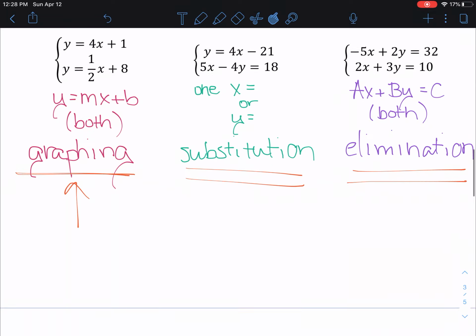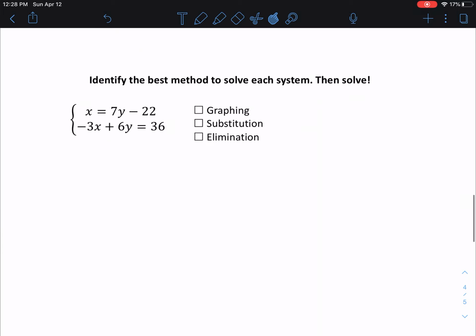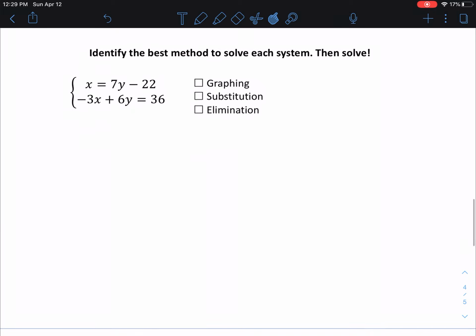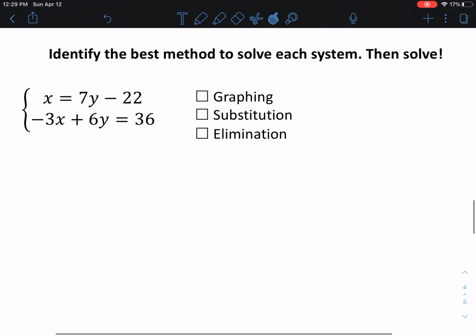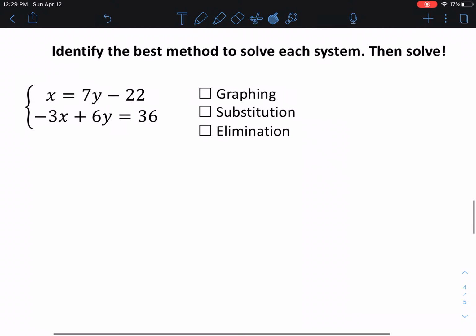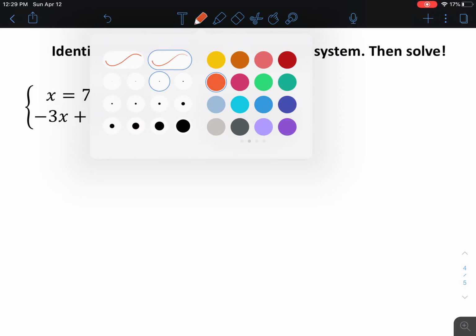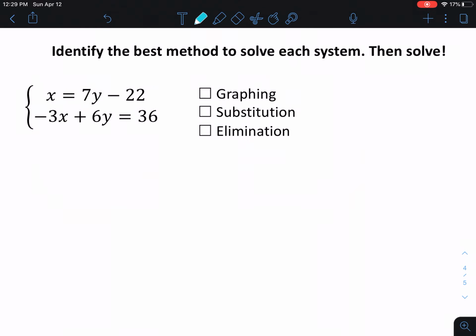Okay. So now, on your assignment, you will be given this kind of situation. It will say, identify the best methods to solve each system, and then you are going to have to solve. So the first thing that you will do is say what is the correct, or not necessarily correct, but the most efficient way to solve this.